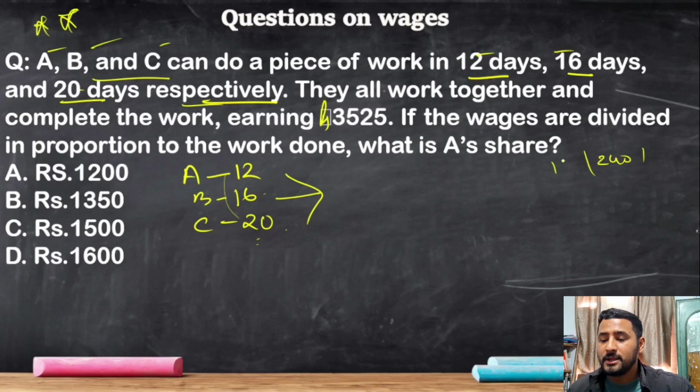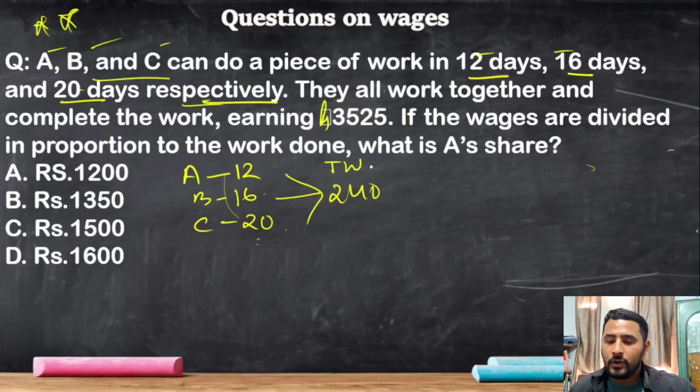240 is divisible by 16. 16 into 15 is 240, so it will be divisible. So our LCM will be how much? It will be 240. The total work will be 240.